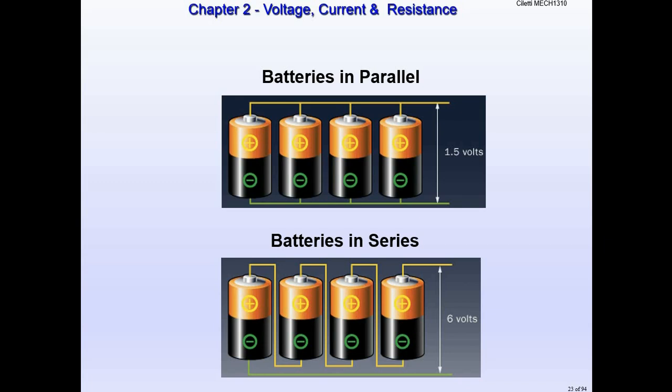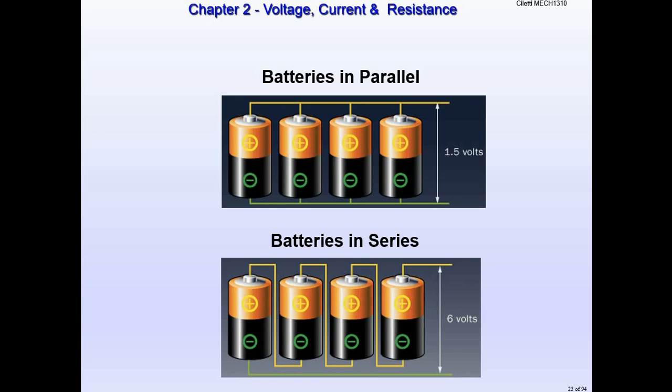Alright, if we connect 4 AA batteries in parallel, each one of those is 1.5 volts, and the drop across all of them at once is 1.5 volts. If we supply batteries in series, like your flashlight or something like that, we can add up all the individual voltages. So if each one of those is 1.5 and there's 4 of them, 1.5 times 4 is 6. So that would be 6 volts.